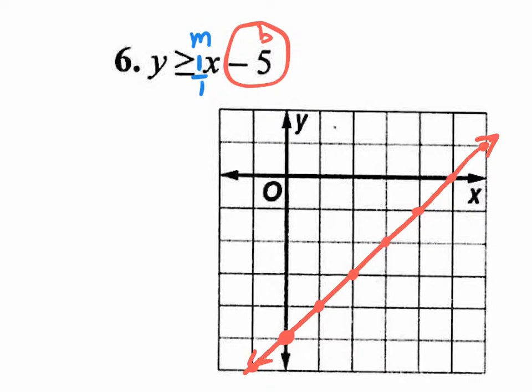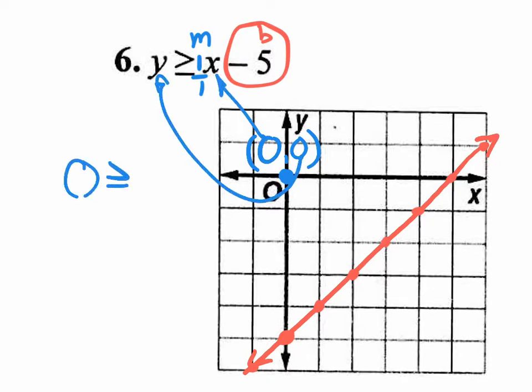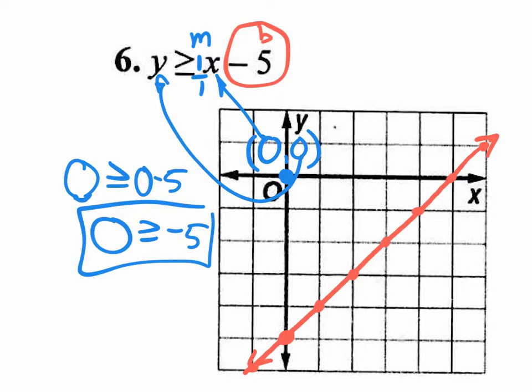And then the final step is to shade in where our answers are at. So if you test the point 0, 0, you're going to determine whether it works or not. When you plug in a 0 for x and a 0 for y, it's going to say 0 is greater than or equal to 0 minus 5. So 0 is greater than or equal to -5. True or false? True. 0 is greater than any negative number.